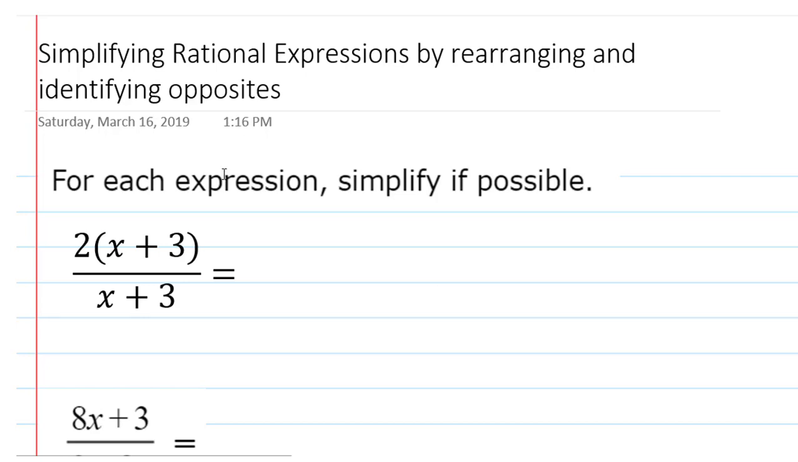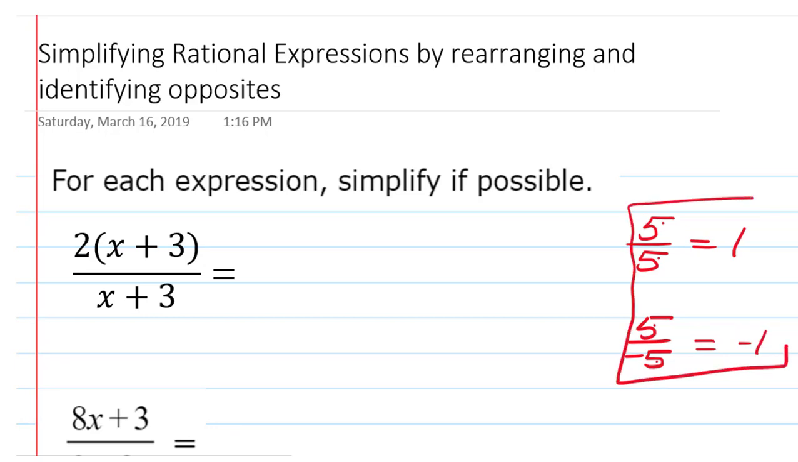So before we get started, I just want to remind you that we can always reduce fractions when we have the same factor in the numerator and the denominator, or when we have opposite factors. For example, if I have 5 divided by 5, that's just going to be 1. If I have 5 divided by -5, that's going to be -1. These are the two ways that we can reduce rational expressions and fractions.